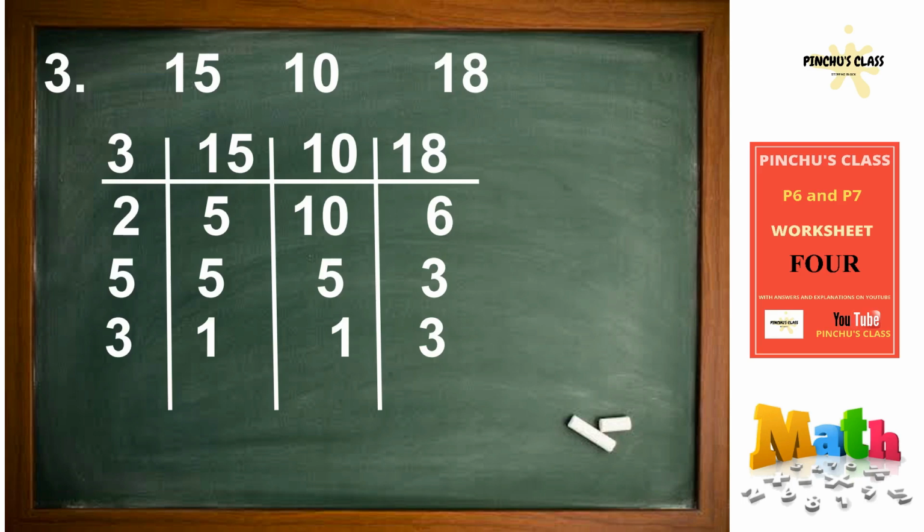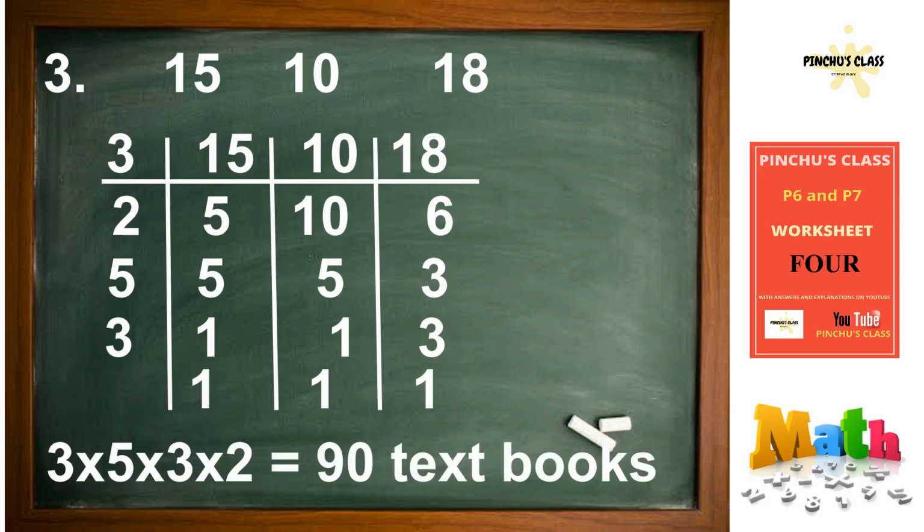And then we divide 3 by 3, and we get 1, 1, 1. Therefore, we are going to get the prime factors, and then we multiply them to get the answer. So we shall get 3 times 5 times 3 times 2, which gives us 90. So there were 90 textbooks.